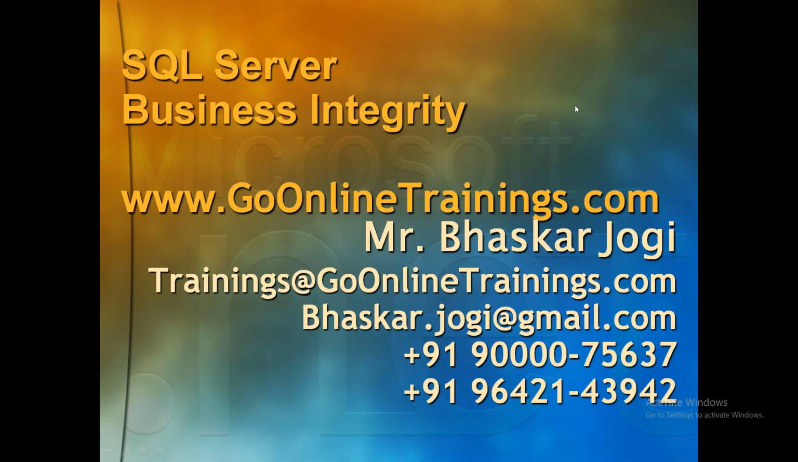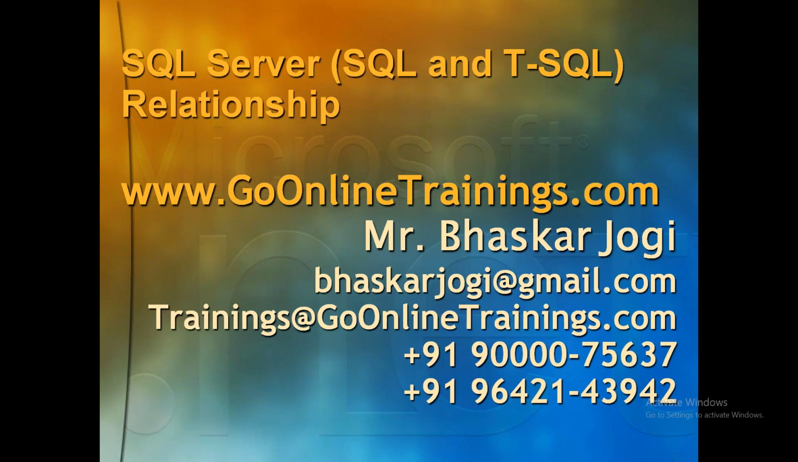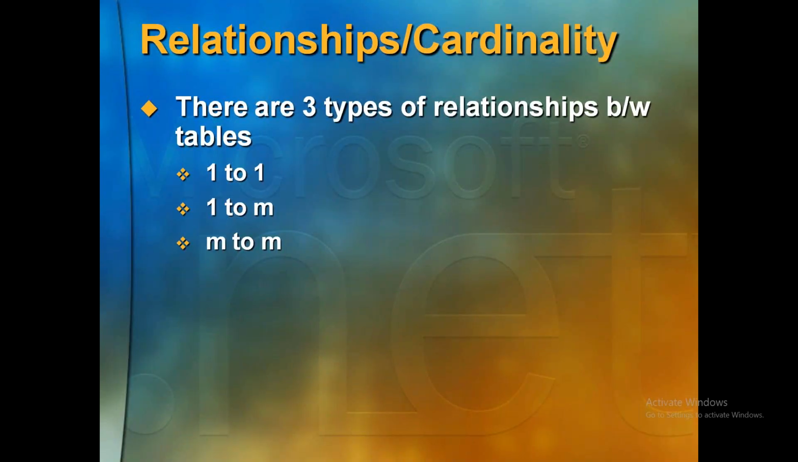We were talking about business integrity. Yesterday we had seen a lot of relationships, right? So, it is what is called data modeling. There are three types of relationships between tables. It could be one to one, or one to many, or many to many. Wherever you have one to one, we can take any table's primary key and make it a foreign key in the opposite table. That's what we had seen.